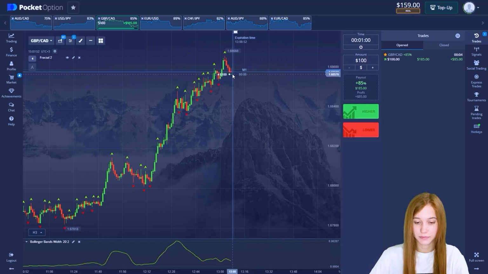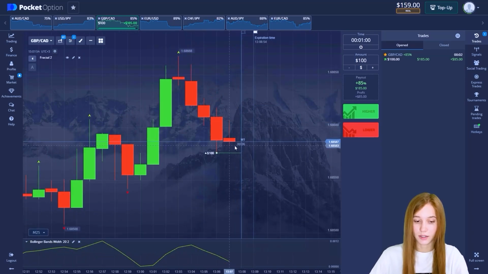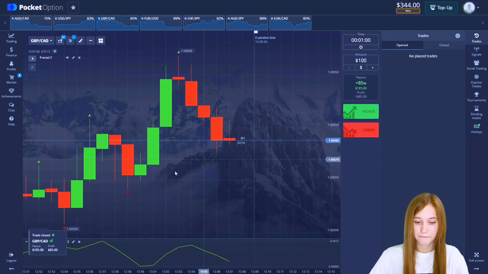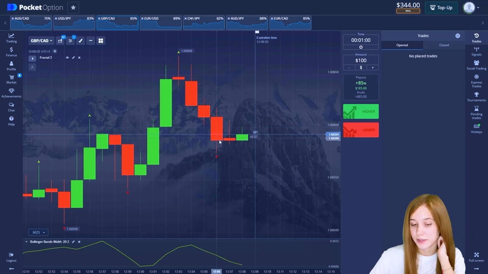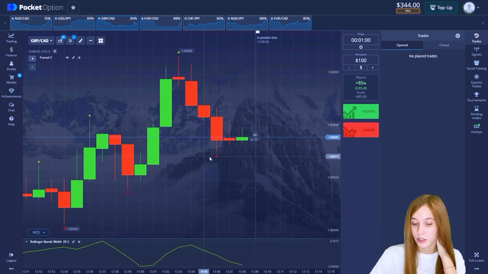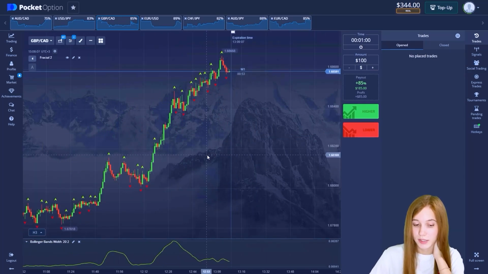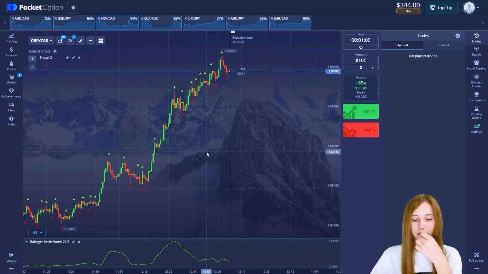Let's see. 4 seconds left until the end. Plus deal, our profit is $85. It's very good, as I said, even if the chart started to settle, we opened at a relatively low point.